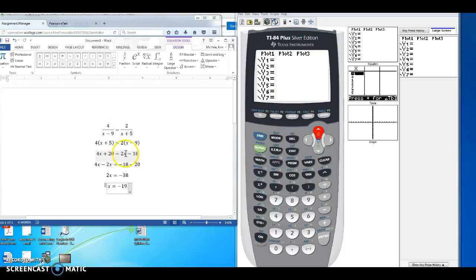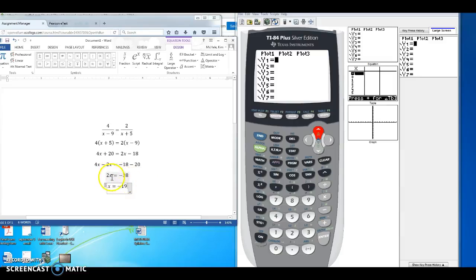Then I'm going to subtract 2x from both sides to get all my x variables on the left side, and I'm going to subtract 20 from both sides to get my constants on the other side. Once I do that, I'm able to add like terms. In this case, 4x minus 2x will give me 2x, and negative 18 minus 20 will give me negative 38.